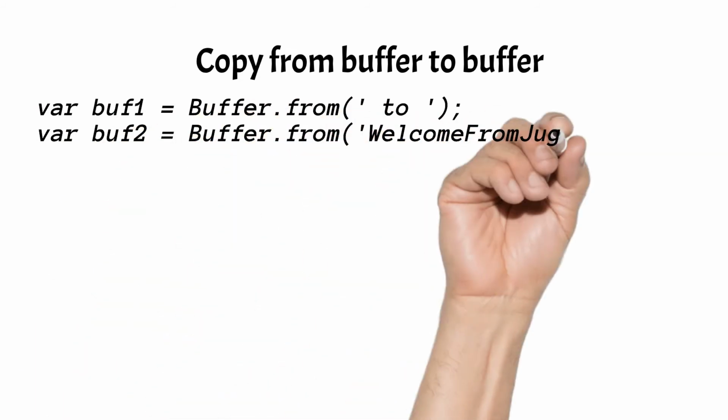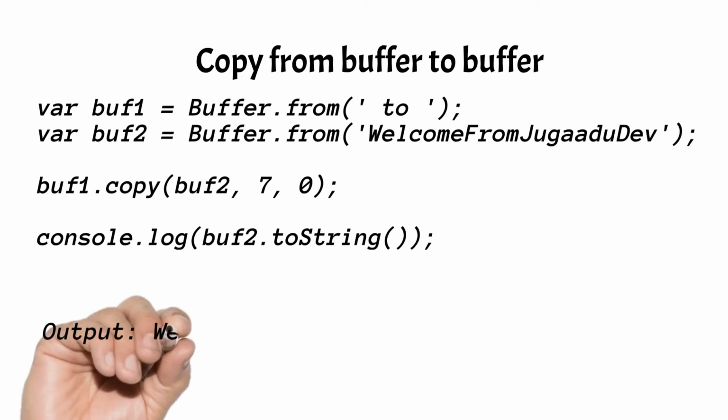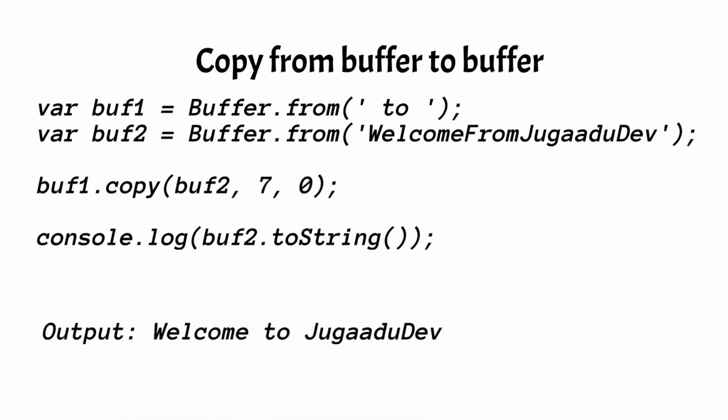The copy method simply copies all the values from the source buffer to the target buffer. The parameters of the copy method are the target buffer, then the target buffer's start index, from where the content is being copied, then the source buffer's start index, and at the last the end index of the source buffer if needed. And after copying the buffer, the method returns the number of bytes copied.